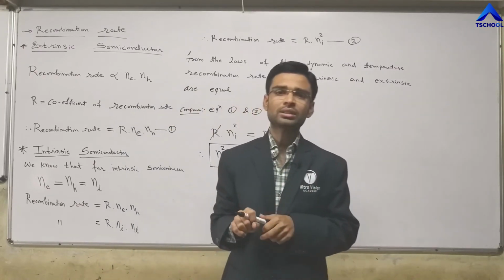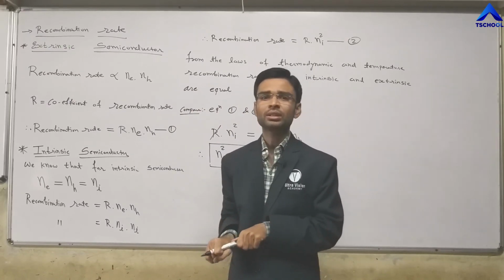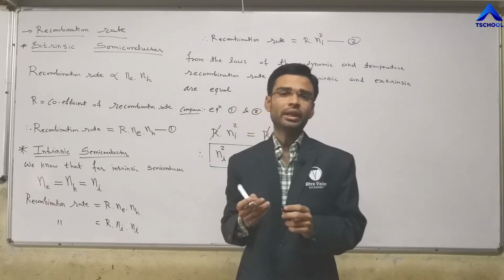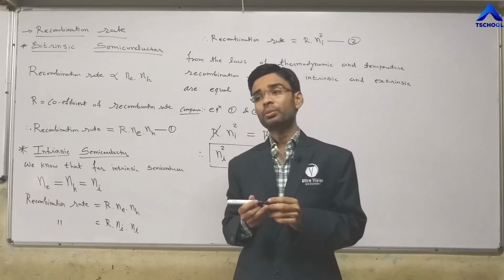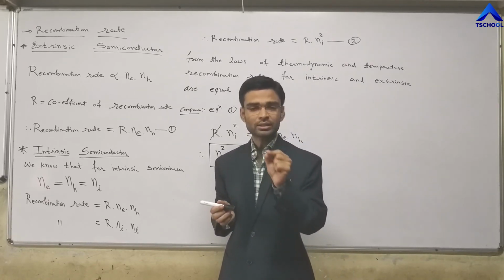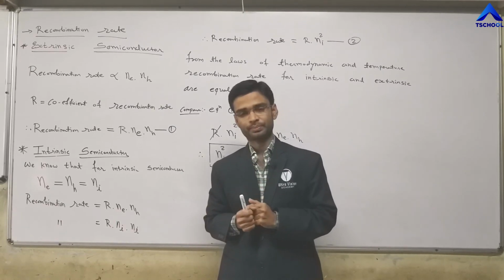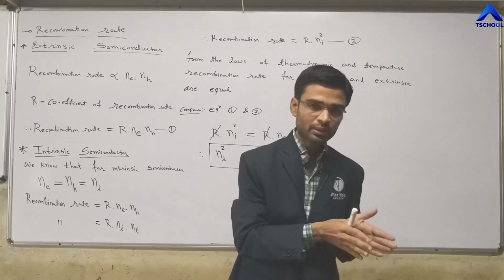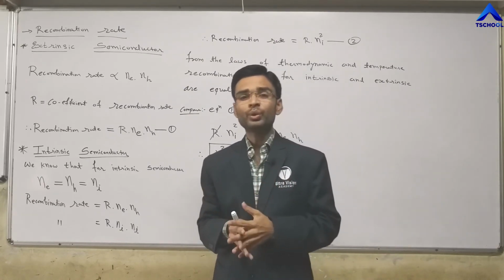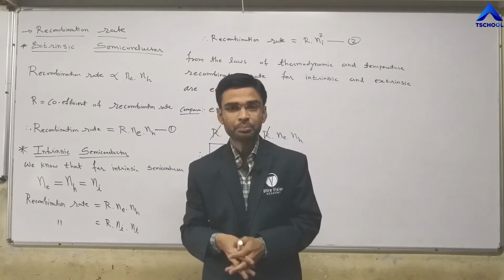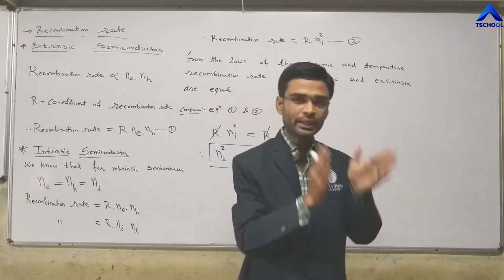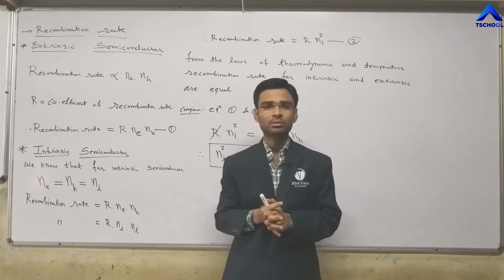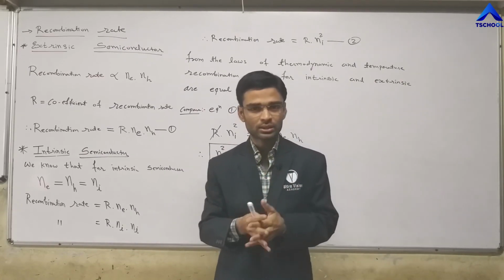In the next lecture, we will see the p-n junction. A p-n junction means joining a p-type semiconductor and an n-type semiconductor. What happens when we join them, we will see in the next video lecture. Thank you.